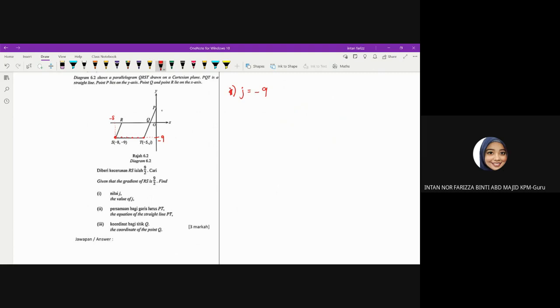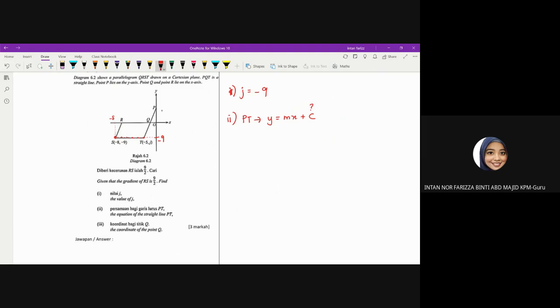This is number 1 Roman. Okay, number 2. The equation of the straight line PT. So PT equation, we need to have y equals to mx plus c. Okay. Do we know what is the value of the c? The y-intercept of PT? No, we don't know.